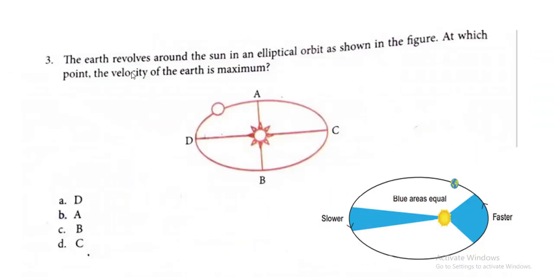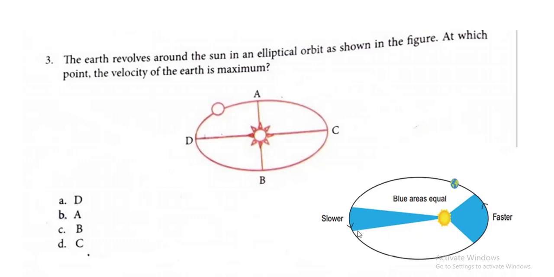Question number 3. The Earth revolves around the Sun in an elliptical orbit as shown in the figure. At which point is the velocity of the Earth maximum? You can consider this picture. The picture must be like this. What is Kepler's second law? All the planets sweep out equal areas in equal intervals of time. The shaded areas, the blue areas, are equal. Okay, the picture should be like this.